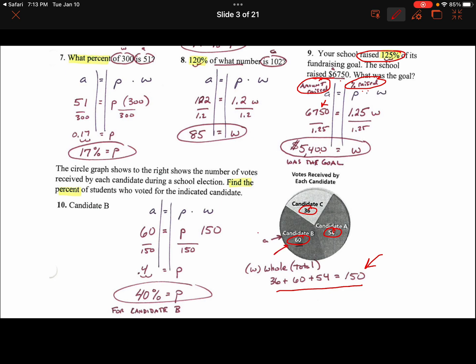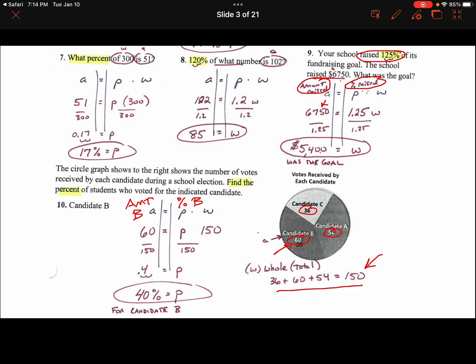Candidate B was the 60. And so in this case, if this is the percent that voted for candidate B, then this becomes the amount that voted for candidate B. And so 60 was the amount that voted for candidate B. 150 was our total. Divide, you get 0.4, which is 40% as a decimal.